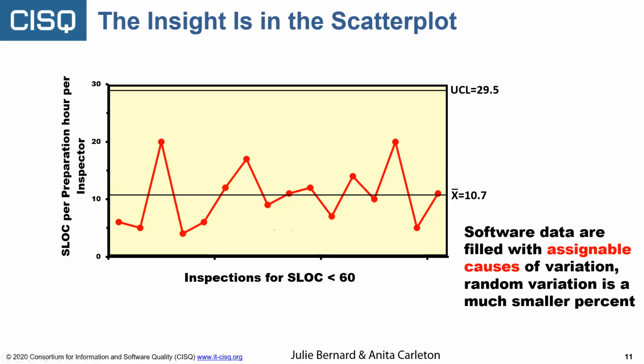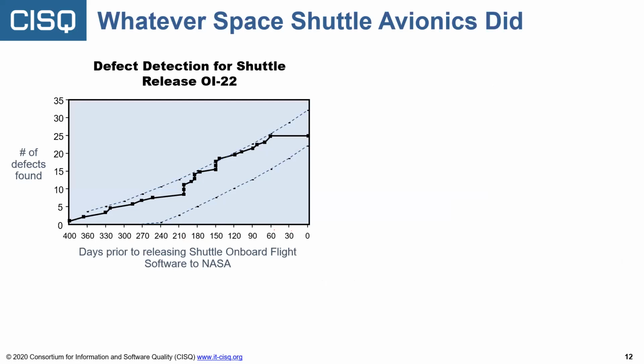So random variation, which is the foundation of control charts, is really a very much smaller component. So let's look at what the space shuttle guys were doing, because they were doing something that looks like control charts, but it's not. What they were doing was confidence intervals. These aren't even 95% confidence intervals. They're experience-based confidence intervals.